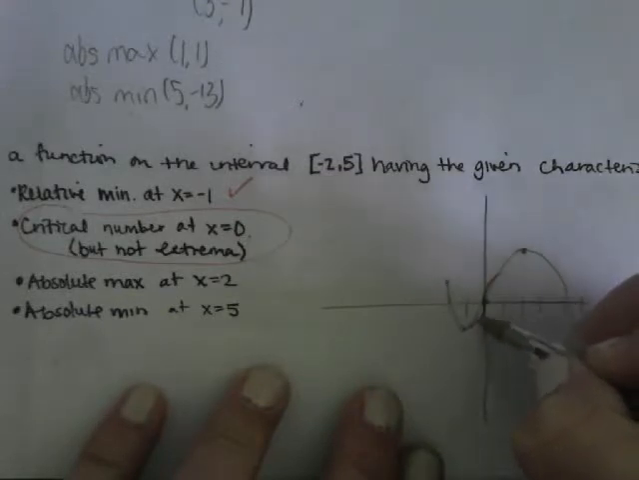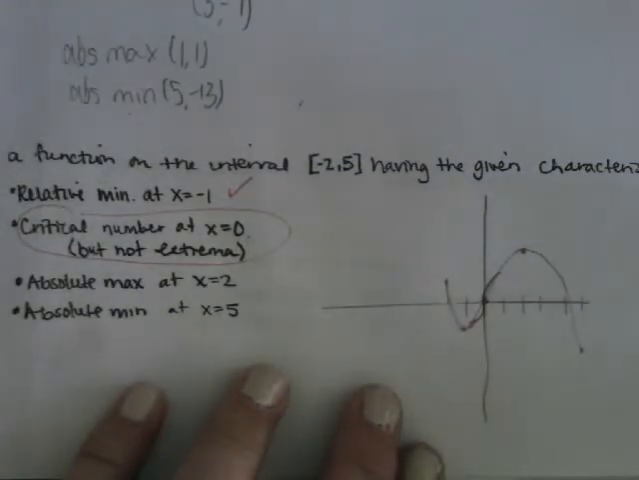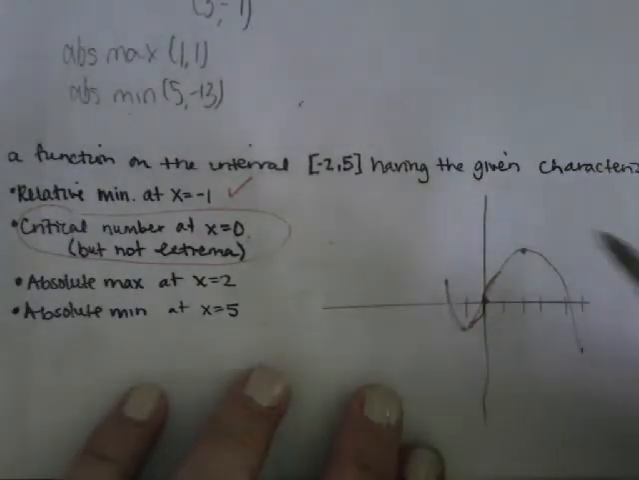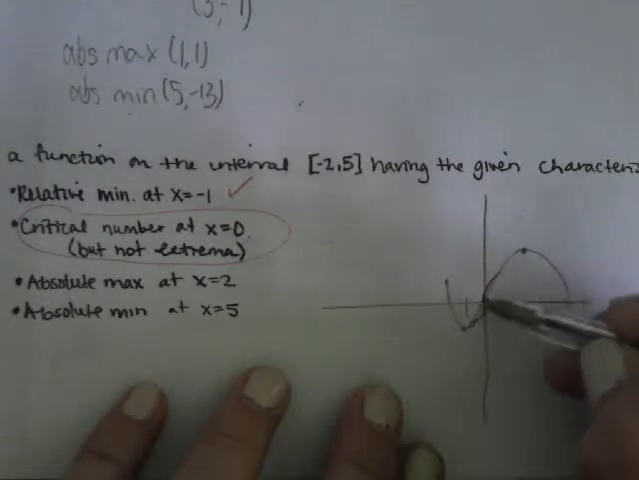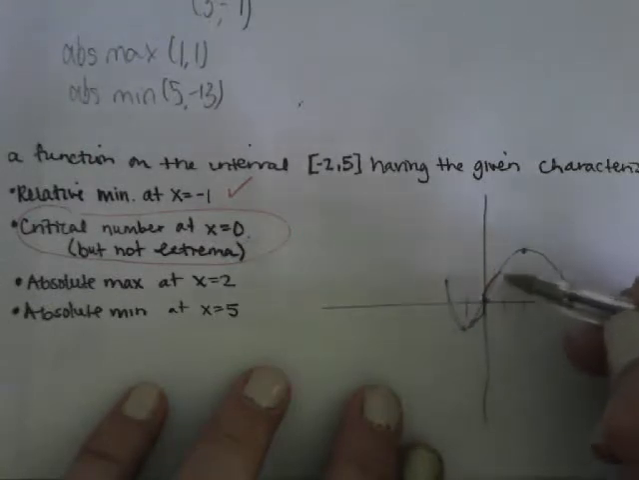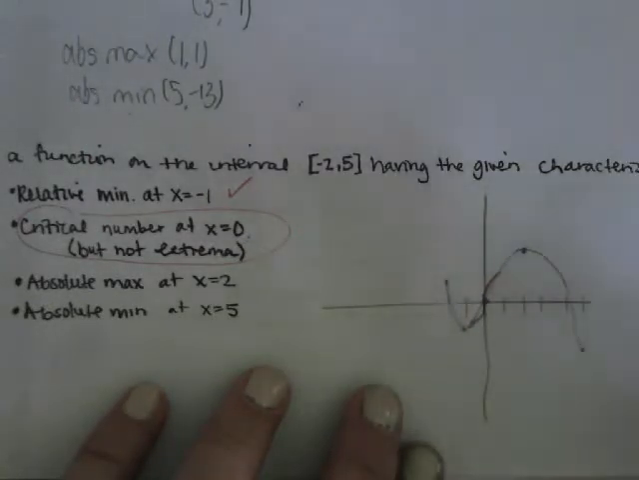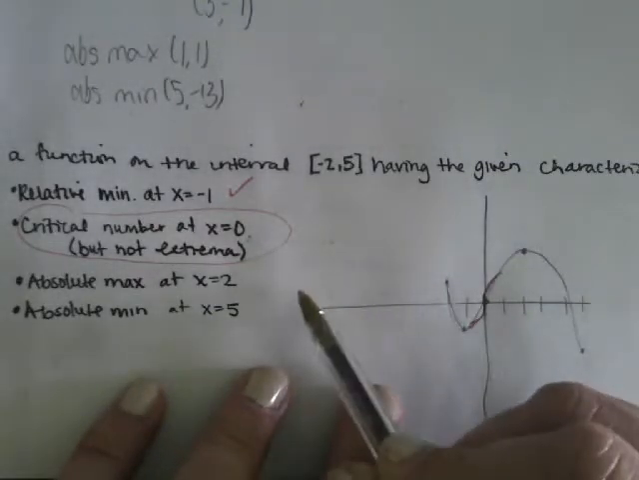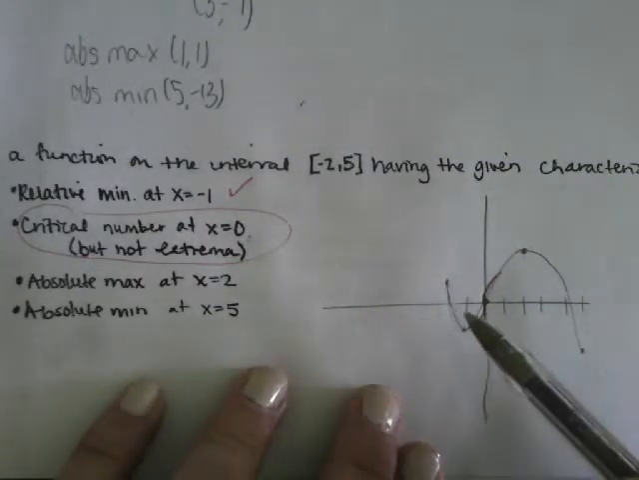Does he have an absolute max at 2? Yes. Does he have an absolute minimum at 5? Yes. And is his interval from -2 to 5? Yes. Pretty good. So just that one piece to change. Good job.